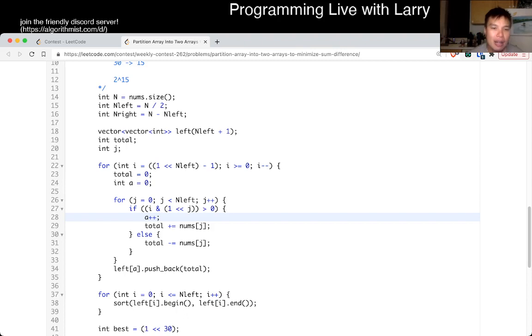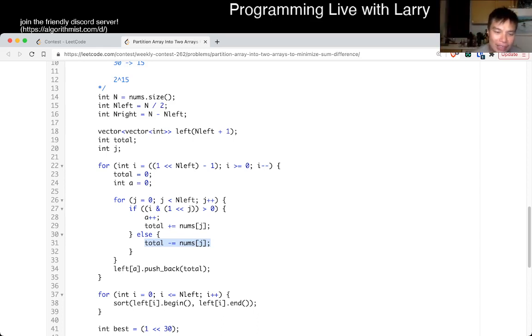Basically, I divide the n array into the left half and the right half. On the left half, I brute force: for every number, I put it in either array A or array B. If it's in array A, we add. If it's in array B, we subtract, because we know that later on we need to calculate the difference between them anyway. So that's basically the idea.